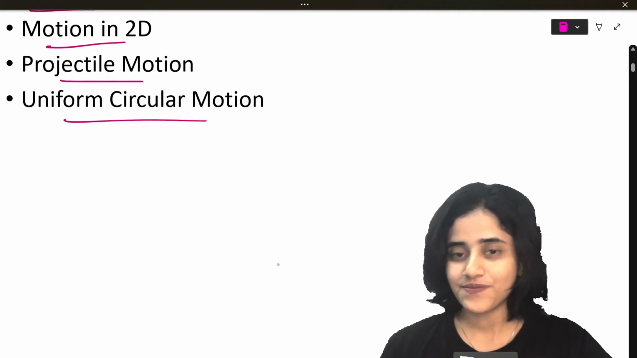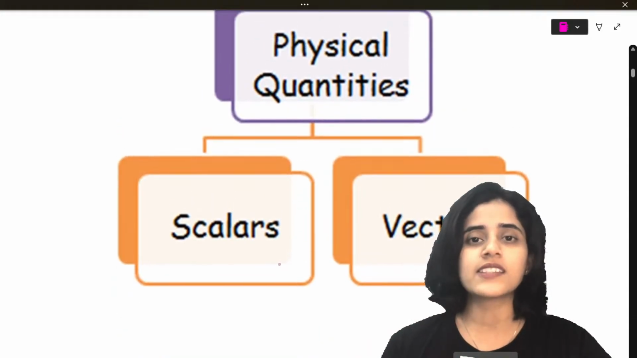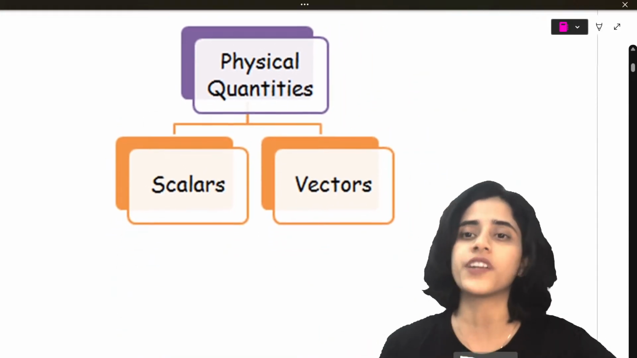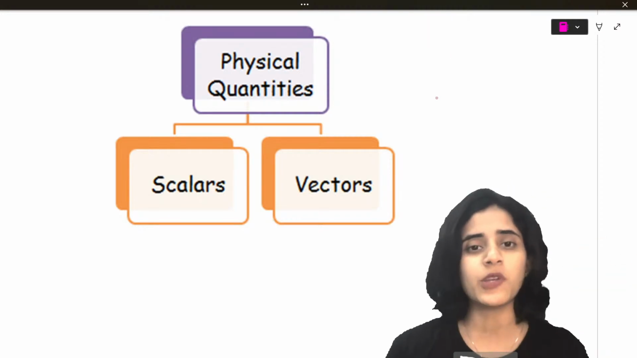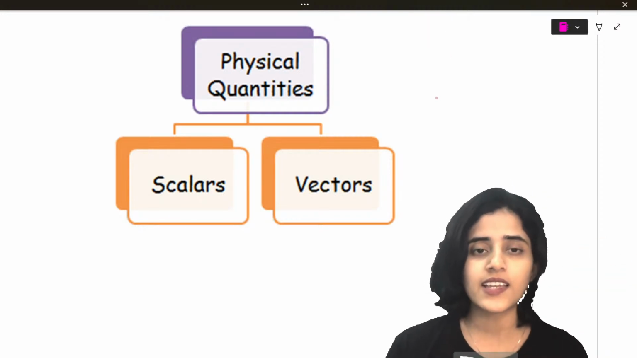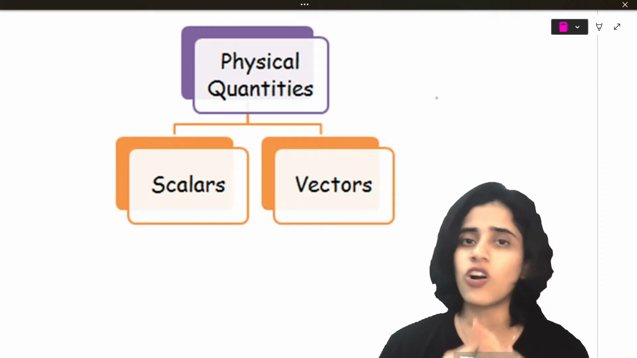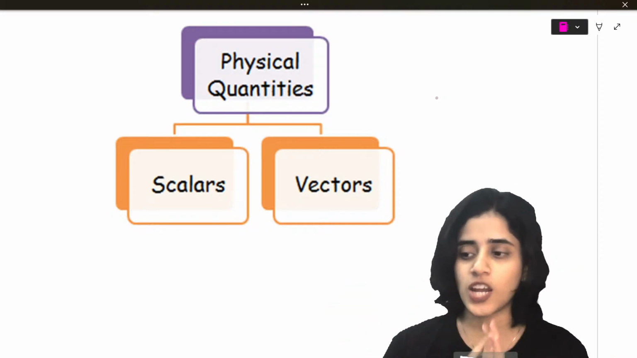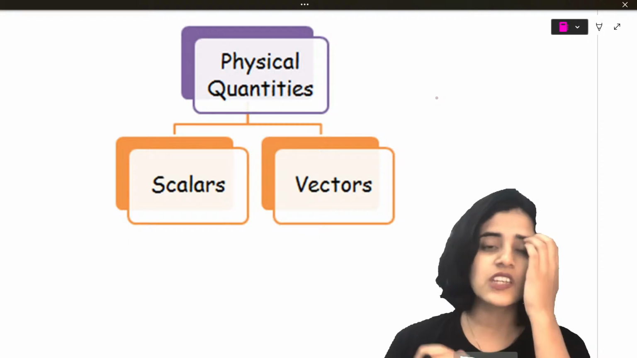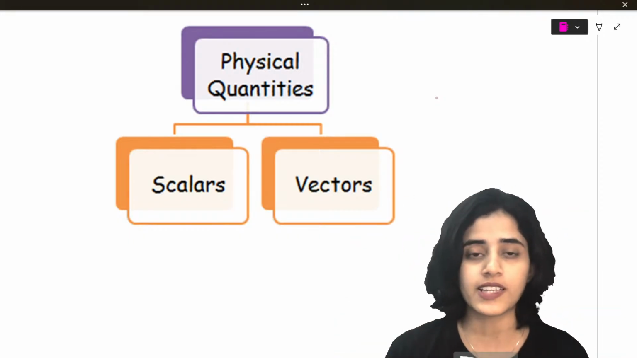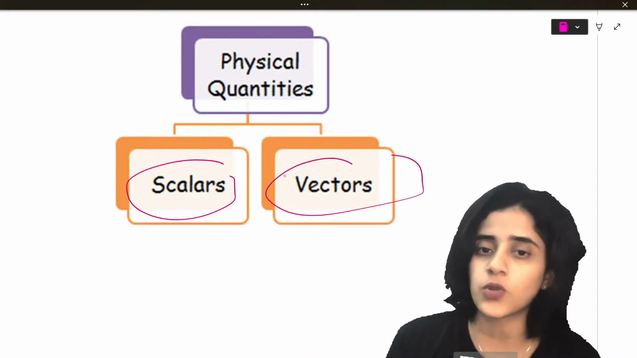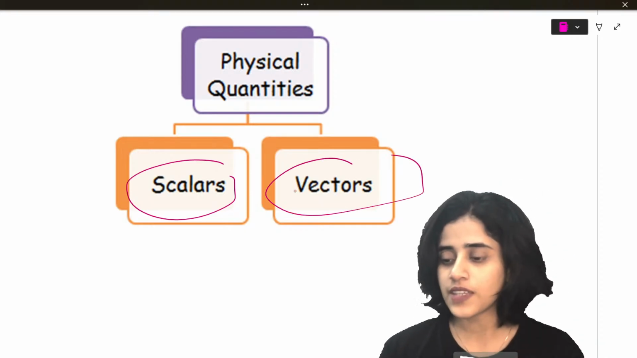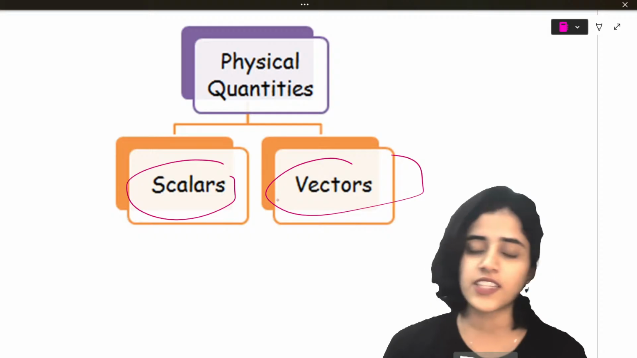Okay, let's move on. So let's start with physical quantities. You might have already learned physical quantities in chapter 1, quantities with dimensions, all that you have learned. So in this chapter, we will classify physical quantities as scalar quantities and vector quantities.